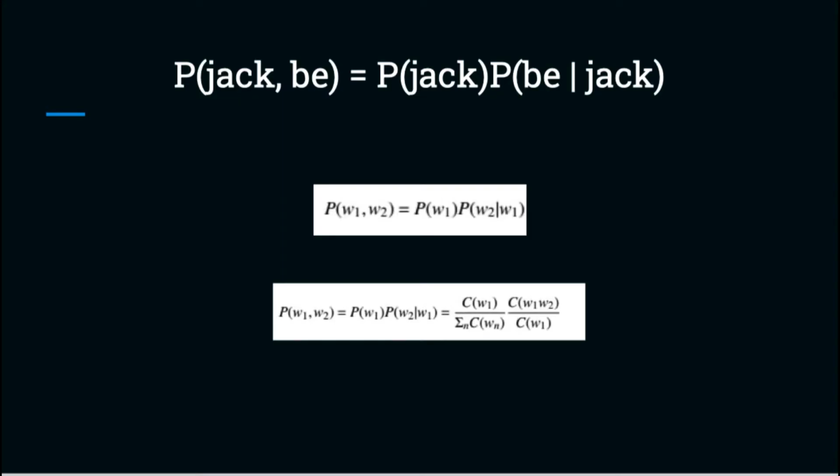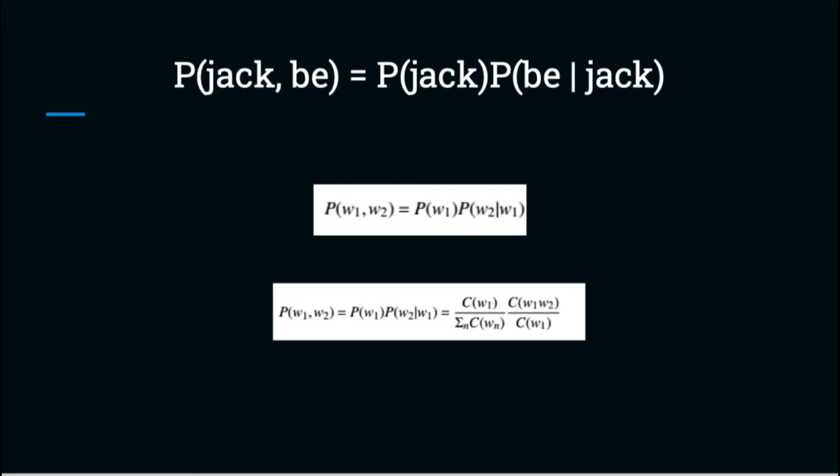Now that we have counts, we can compute probabilities. What's the probability of Jack B occurring in this corpus? It's the probability of Jack times the probability of B given that Jack was the previous word. More generally, we say that the probability of word 1 followed by word 2 is the probability of word 1 times the probability of word 2 given that word 1 was the previous word.